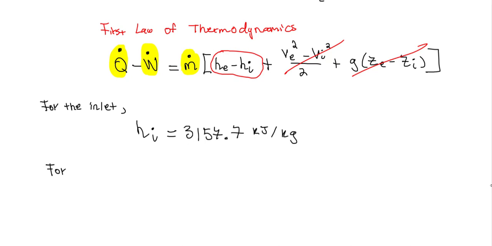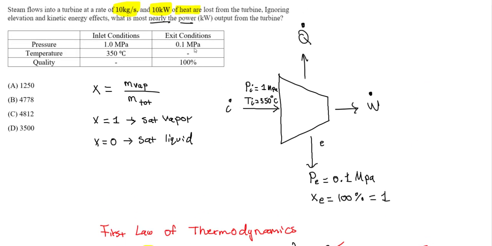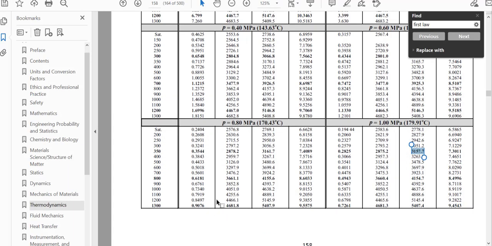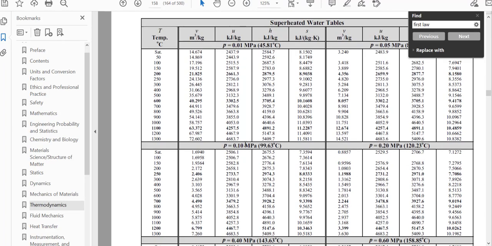For the exit, we want to find the enthalpy, so it's going to be our H sub E. We note here that the quality is 1. It's 100%, so we can conclude we have a saturated vapor. And we know we're at a pressure of 0.1 megapascal. What we could do is go back to our table and go to 0.1 megapascal. This would be our saturated vapor temperature. Just an extra note, this is the temperature for saturated vapor at this pressure of 0.1 megapascal. This is arrived at because we know the quality at the exit. And also we can find the enthalpy at the exit.